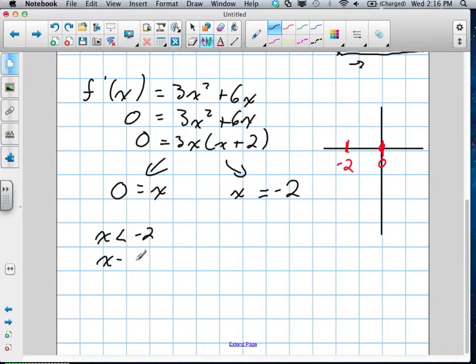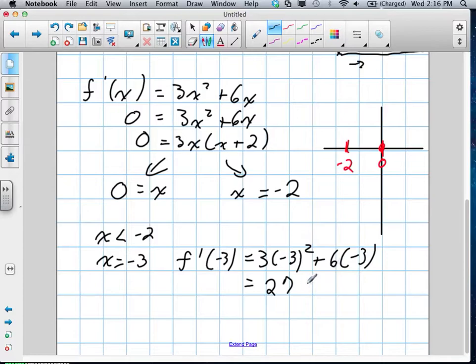So when x is equal to -3, we'll put it into our derived function. f prime at -3 will give us 3(-3) squared plus 6 times -3. This gives us 3 times 9, which is 27, minus 18. We get 9. Okay. What's important is this is a positive term, which means our graph is doing what? Increasing. Our graph is increasing up until the point of -2.